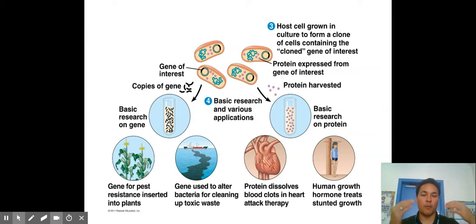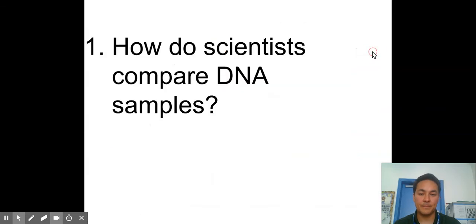So what was the big picture? We cut DNA with restriction enzymes. We're able to do the same thing for a gene of interest in a different organism, combine the two together into bacteria and produce proteins. Pretty cool. All right, so if you want to learn more about that, just take AP Bio.